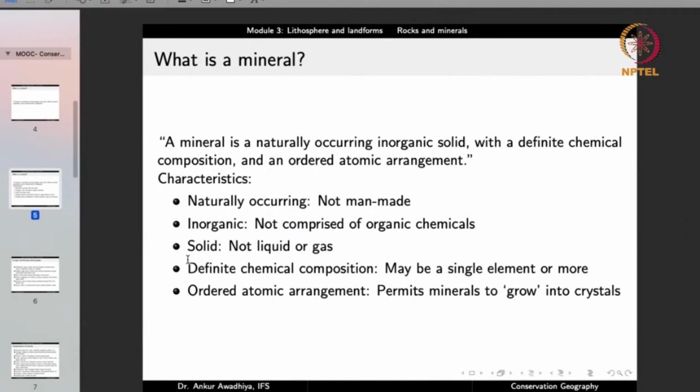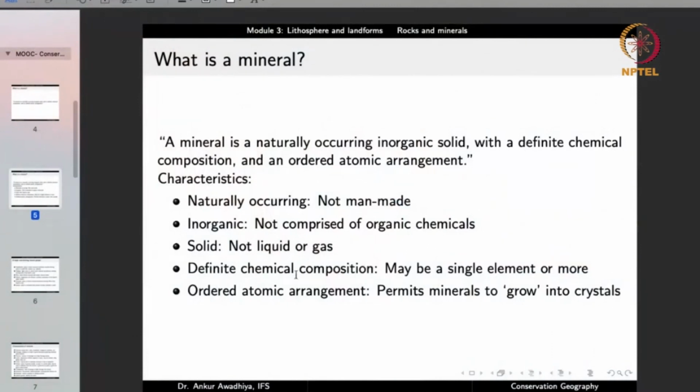They are solids. We do not have liquid minerals, we do not have gaseous minerals. So they are naturally occurring inorganic solids with definite chemical composition. Now this chemical composition may be comprised of a single element or more than one element, but the chemical composition will be definite. So for instance, if we say that gypsum has a particular formula, calcium sulfate dot 2H2O, then anywhere if you get gypsum, you will have the same chemical composition.